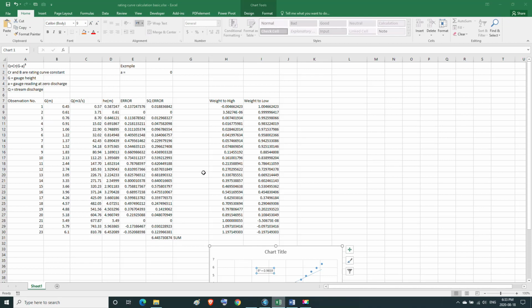In this part, to obtain a more accurate prediction for the values of the gauge height than the initial prediction, we use the relationship between the discharge and gauge height, and this relationship is as we see here in this equation, which is Q equal CR multiplied by brackets G minus A to the power beta.